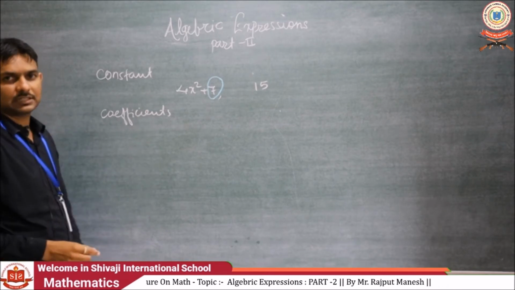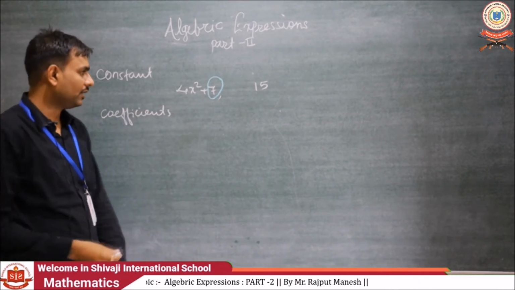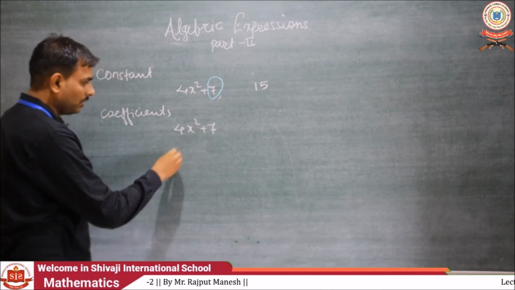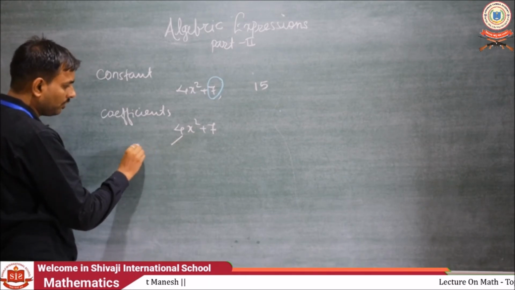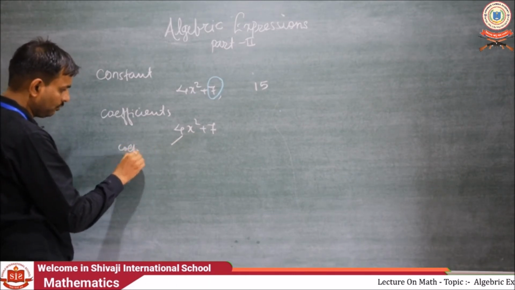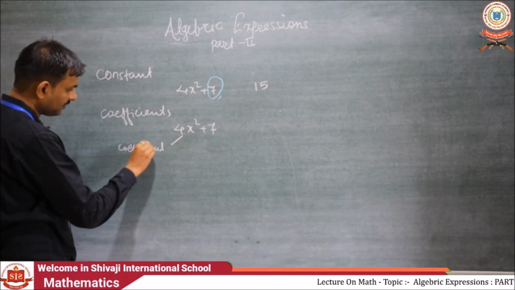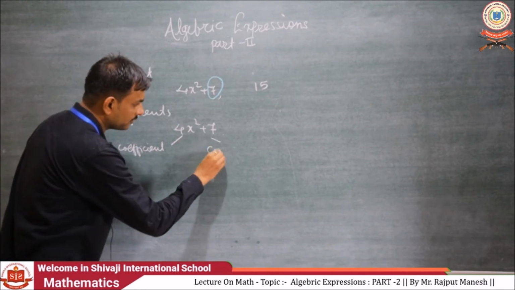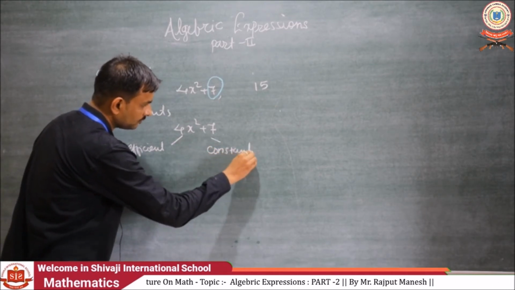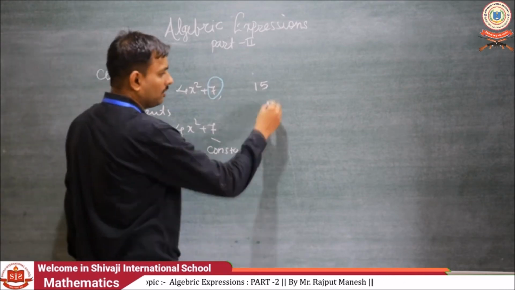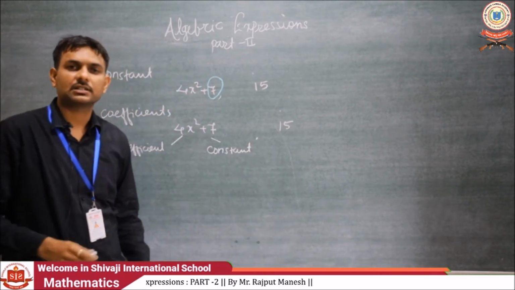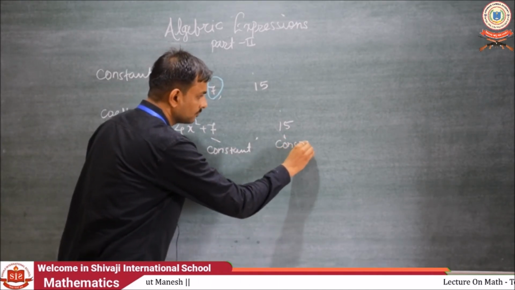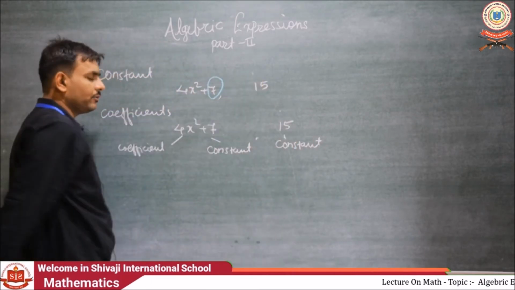So next one is coefficient. Now for coefficient, the same example I am writing here continuously: 4x square plus 7. Here 4 is the coefficient of x square, and 7 is the constant. Clear? Suppose now for this example no coefficients are there. Here is the only term, which is a constant. So in this example no coefficients are there.